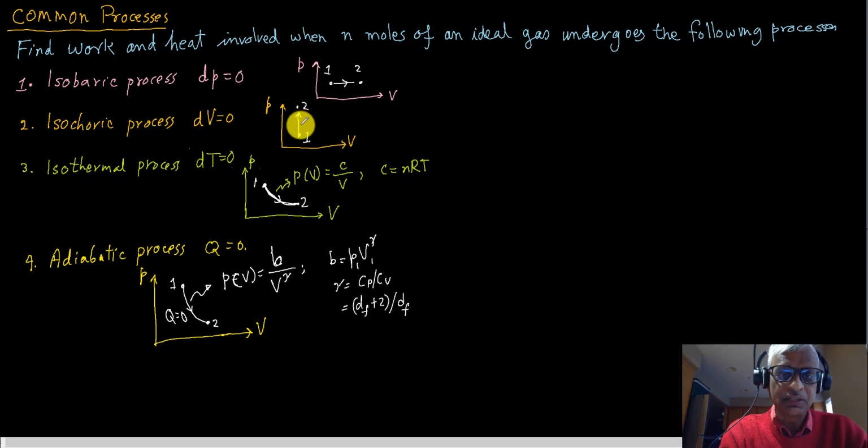Isochoric process, where in each step dV is 0. Here, in the isobaric case, in each step dP is 0. And then there is something called the isothermal process. If I go any step here, dT is 0. And then there is the adiabatic process, where in any step, no heat goes in or out of the system.